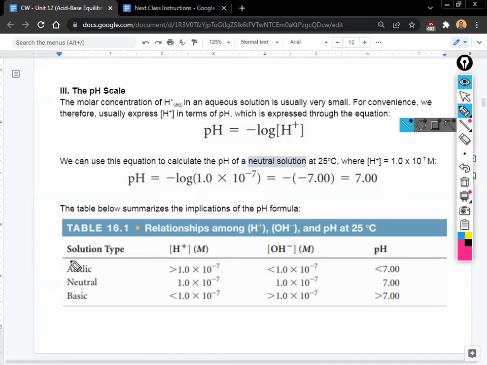And here we have this little chart just to show you. The key things that I think you just need to know are that if it's less than 7, it's acidic. If it's greater than 7, it's basic. And then 7 exactly is neutral.